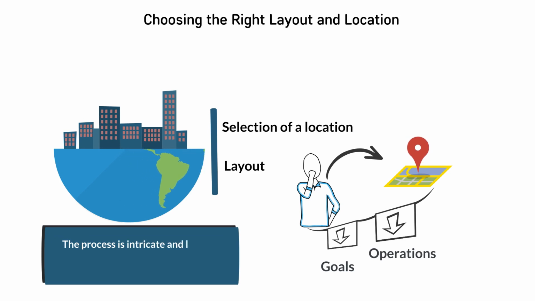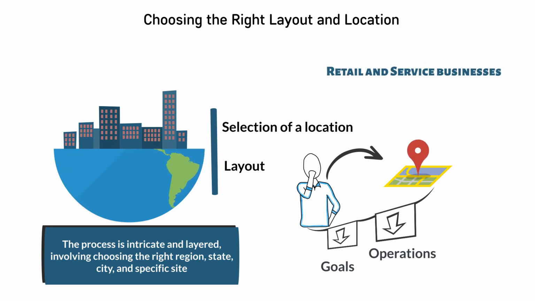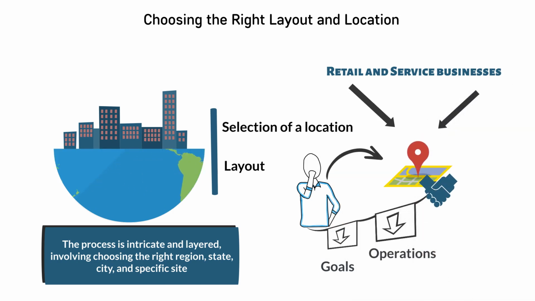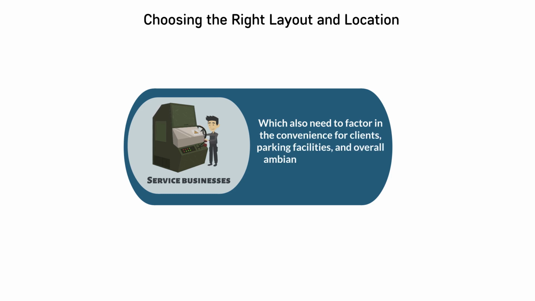The process is intricate and layered, involving choosing the right region, state, city, and specific site. For retail and service businesses, the location is paramount. It's the linchpin that connects the business to its customers. When selecting a location, these businesses must consider foot traffic, visibility, accessibility, and the proximity to other complementary or competing businesses. These criteria differ slightly for service businesses, which also need to factor in the convenience for clients, parking facilities, and overall ambiance that aligns with the service offered.